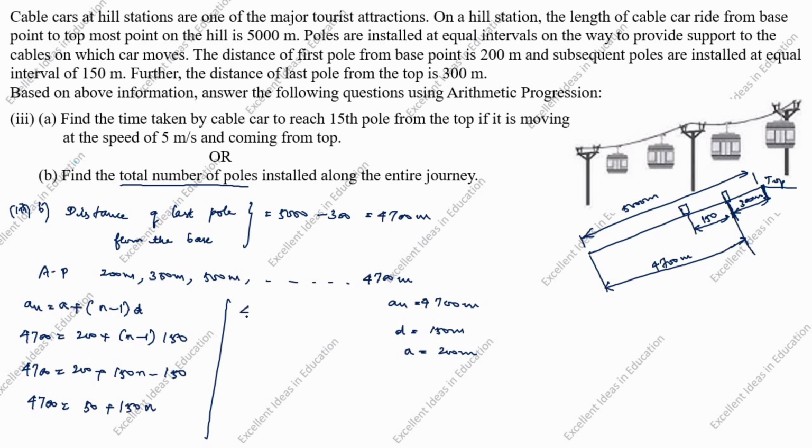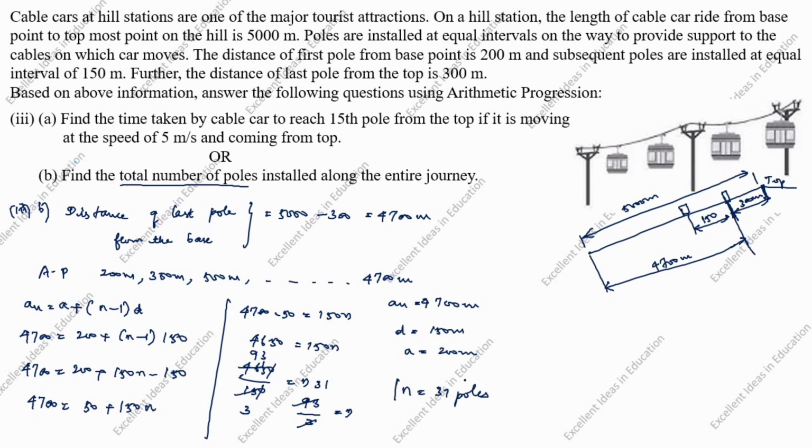Next, 4700, this 50 goes this side as minus 50, is equal to 150 n. 4700 minus 50 is 4650, equal to 150 n. 4650 divided by 150 is equal to n. 100 cancel. 3 5s are 15. 9 5s are 45. So 93 divided by 3 is equal to n. 3 3s are 9. 3 3s are 9. n is equal to 31 poles.